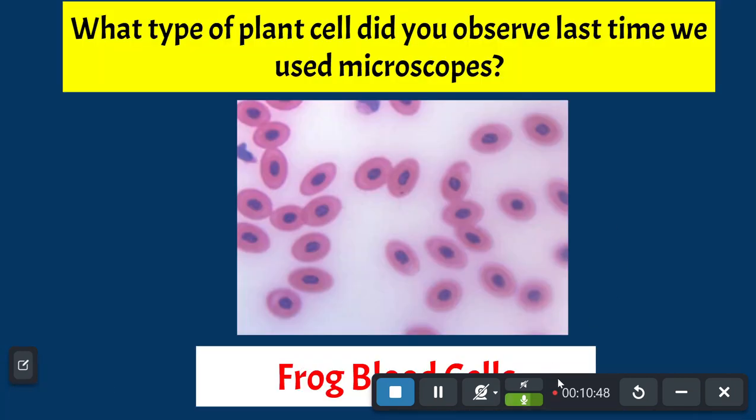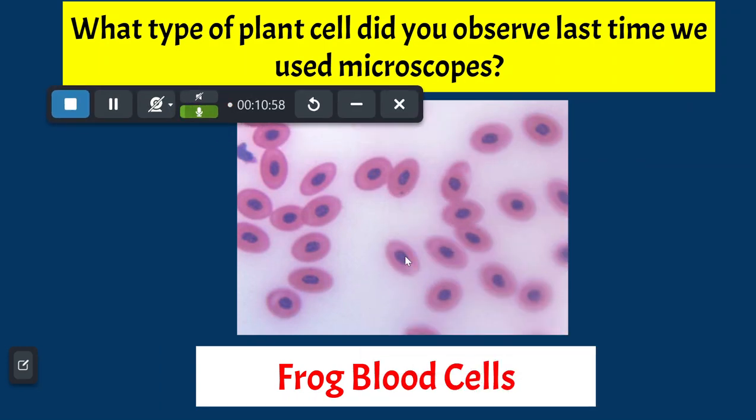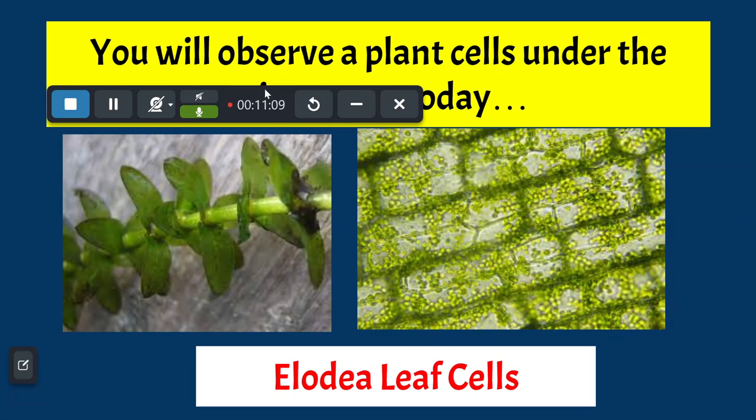All right, so we looked at frog blood, and I meant to change this slide. So this is true. We did observe. I can't move this. There it goes. Okay. We looked at frog blood in our microscopes, one of the classes recently. And so that was an animal cell. Frogs are animals. So today we're going to be looking at plant cells.